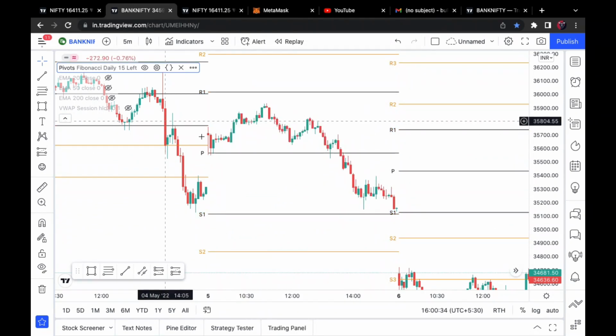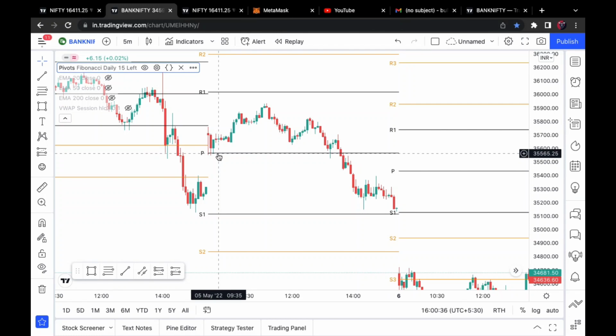So see, this pivot will act as a support as well as the resistance. This indicator creates support and resistance on its own, so you don't need to select or find support and resistance. You just need to put this indicator on and you can use it for intraday purposes or for swing trading also.